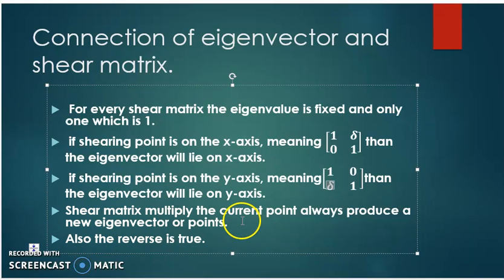The other point to be noted is that multiplying the current point by a shear matrix always produces a new eigenvector of the point. So when we multiply any current point or eigenvector by a shear matrix, it will always produce a new eigenvector. Or if we multiply two shear matrices, it will still give us a shear matrix.